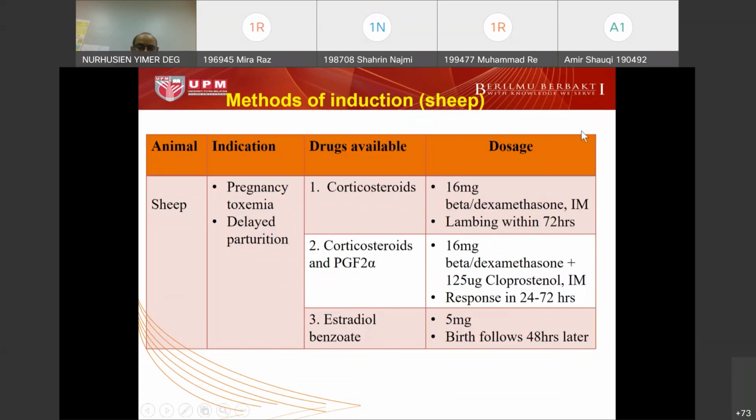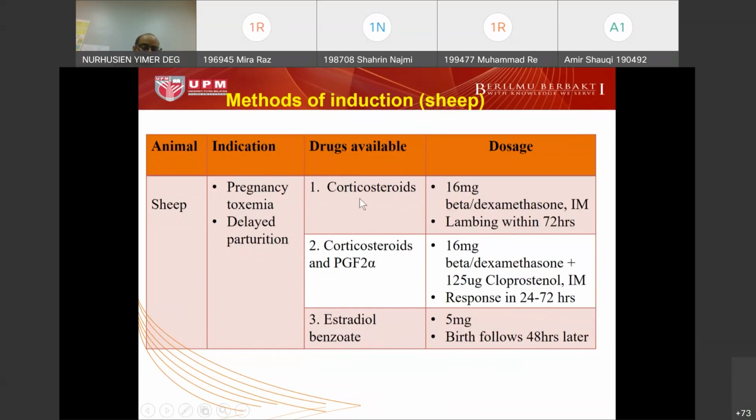Okay, in other animals, like in sheep, the indication is like pregnancy toxemia. This is relatively common in small ruminants, as we discussed in our last lecture. And of course, delayed parturition can also be another indication in these animals. So what do we have as a choice?